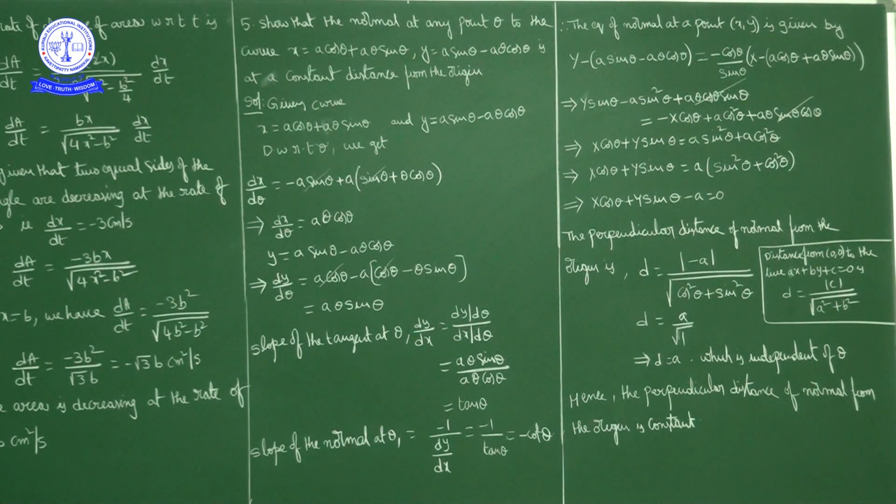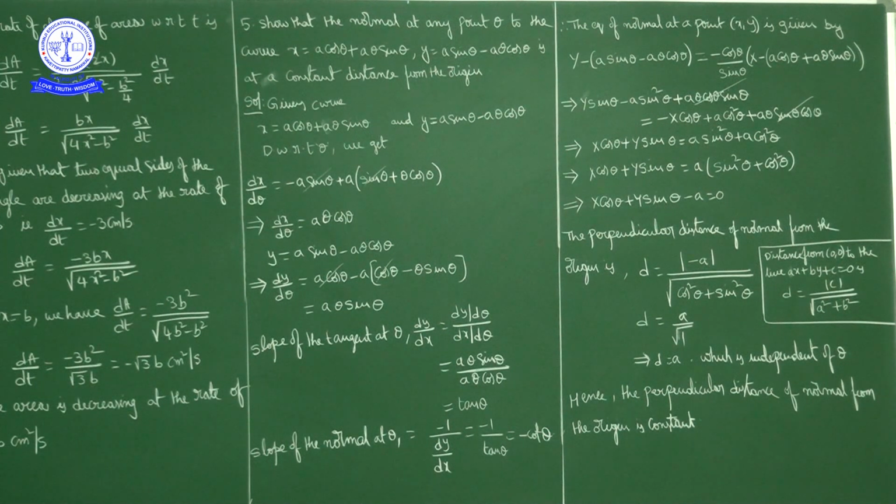Next, slope of the normal. Slope of the normal at any point theta is equal to minus 1 by slope of the tangent at theta. So minus 1 by dy by dx, which is tan theta. So minus 1 by tan theta is minus cot theta. So slope of the normal is minus cot theta.